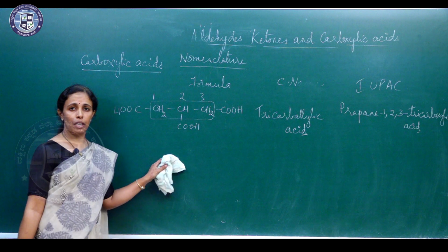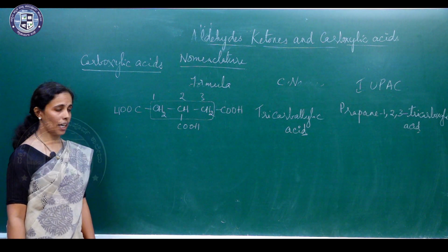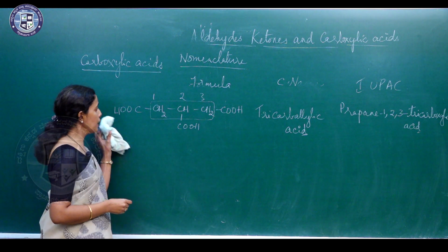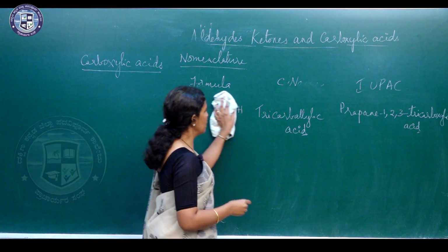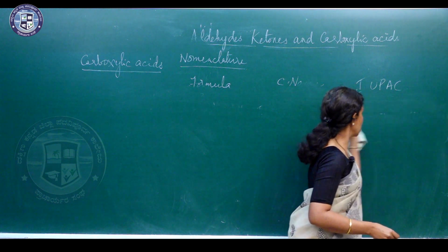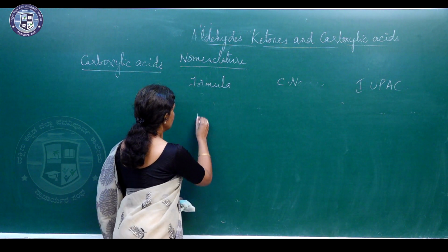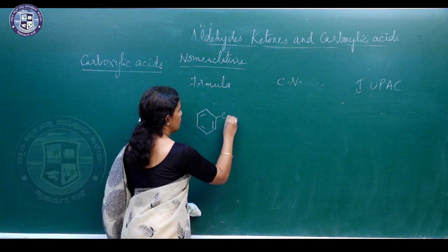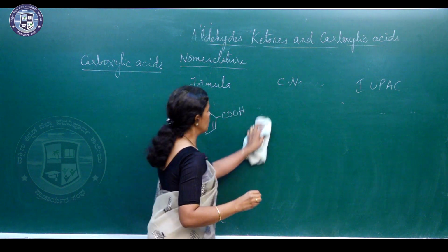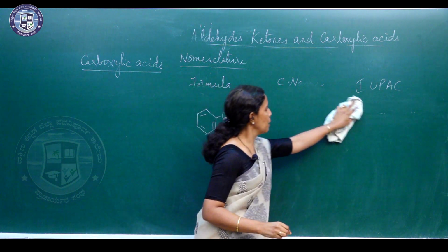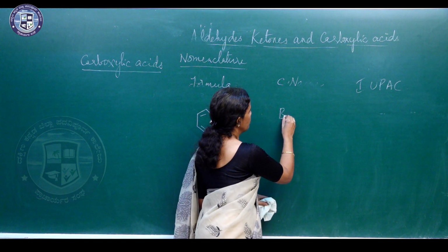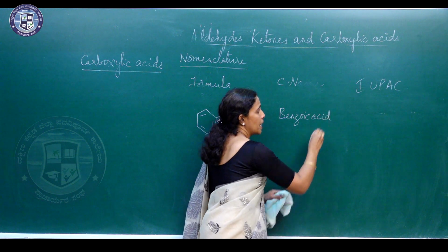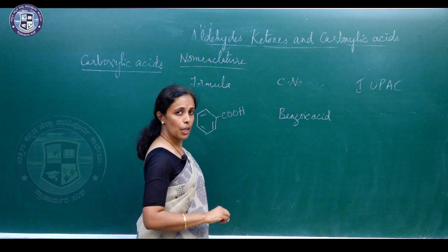So, this is about the naming of aliphatic carboxylic acids. Next we will go to the naming of some aromatic carboxylic acids. You know the first member in the aromatic carboxylic series is a benzene ring attached to the COOH group. The common name of this compound is benzoic acid. The same name has been accepted by the IUPAC system.